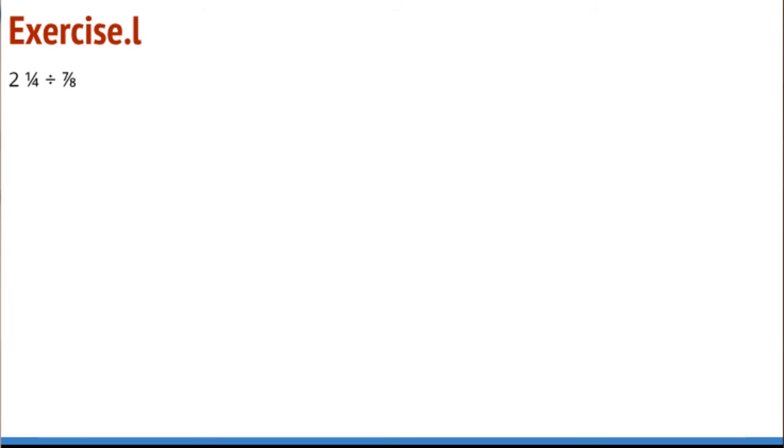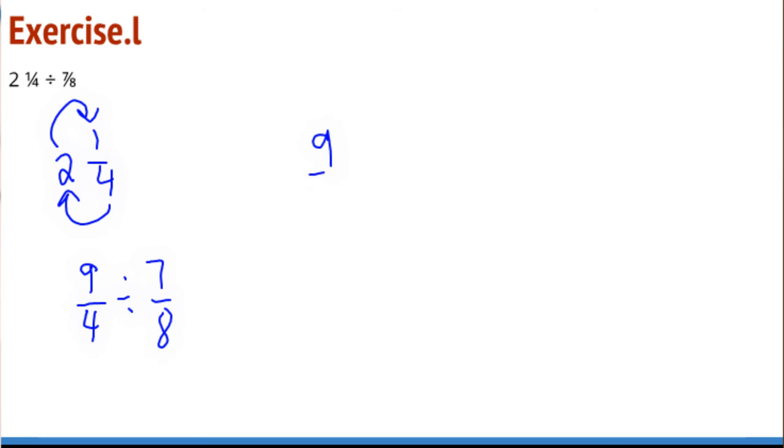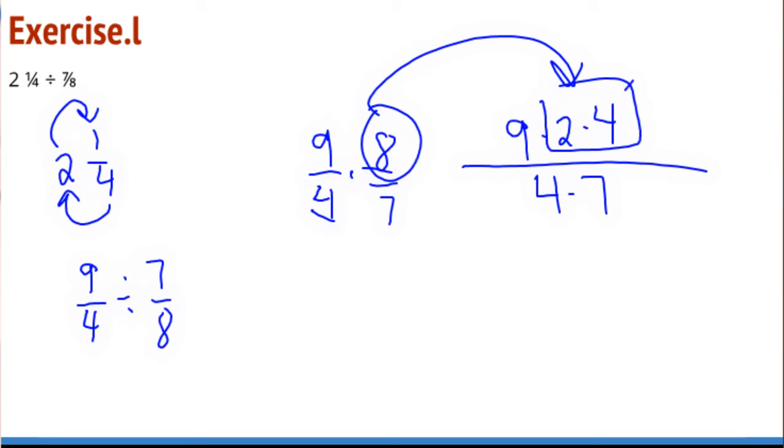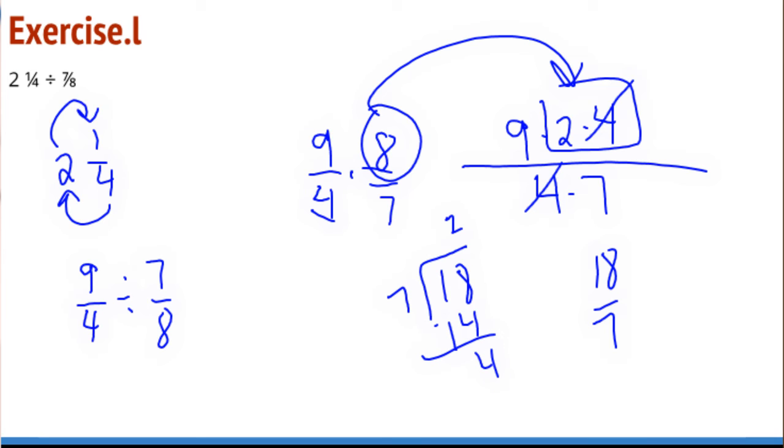All right, one last exercise. 2 1/4. 4 times 2 is 8, plus 1 is 9/4, divided by 7/8. 9/4 times 8/7. I see I've got multiples of 4. 9 times 2 times 4. The 8 factors out to be 2 times 4, and I've got 4 times 7. The 4's divide each other. 9 times 2 is 18/7. 18 divided by 7. 2 times 7 is 14, so 2 and 4/7.